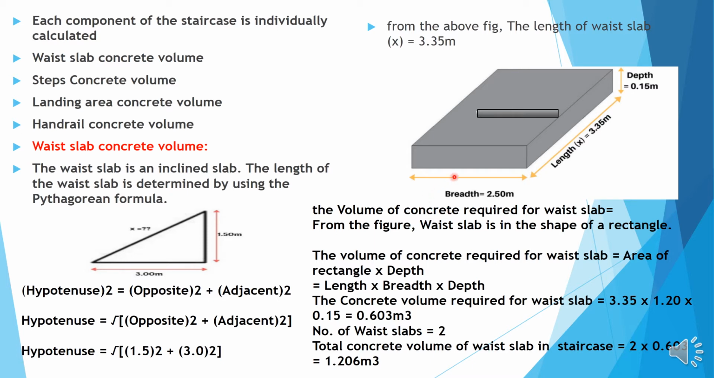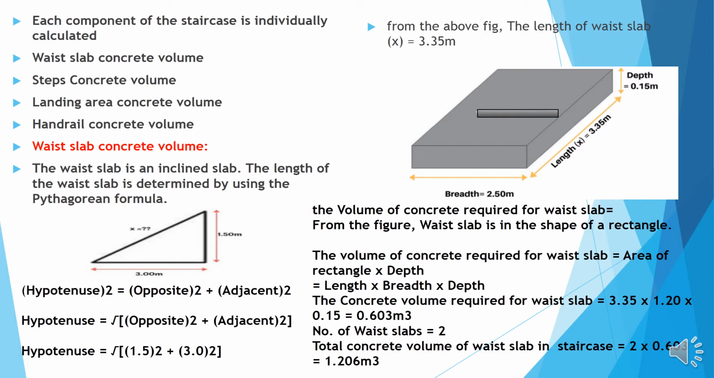Now we are going to talk about the waist slab. Waist slab volume is based on the length, width and thickness: length into width into thickness. The length is 3.35 meter, width is here, and depth is 0.15 meter. The volume of concreting required for a waist slab is equal to area of rectangle into depth, that means length into breadth into depth. The concreting volume required for the waist slab is equal to 3.35 by 1.2, that is the width, into 0.15, that is the thickness, which makes 0.603 cubic meter.